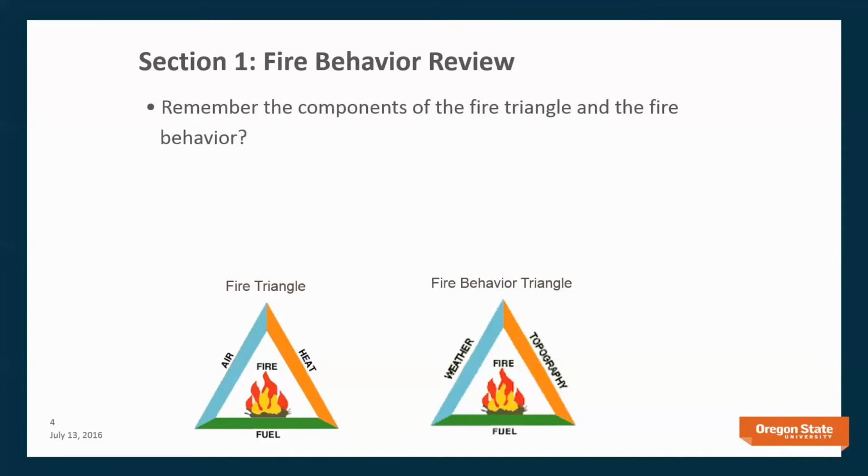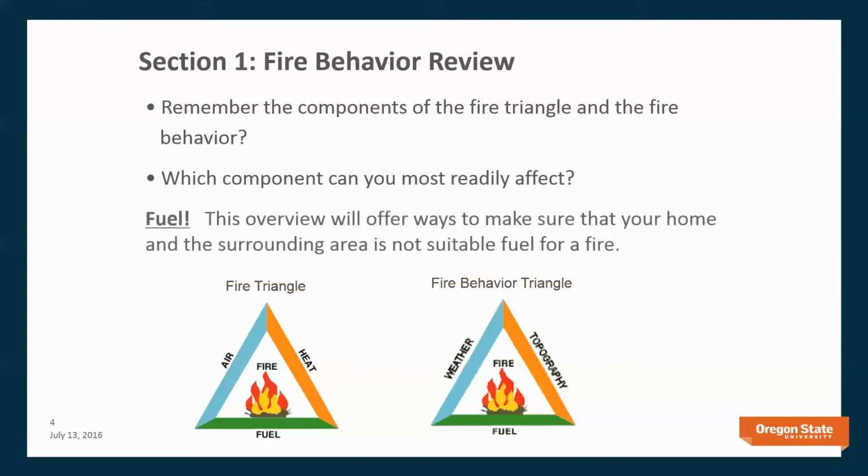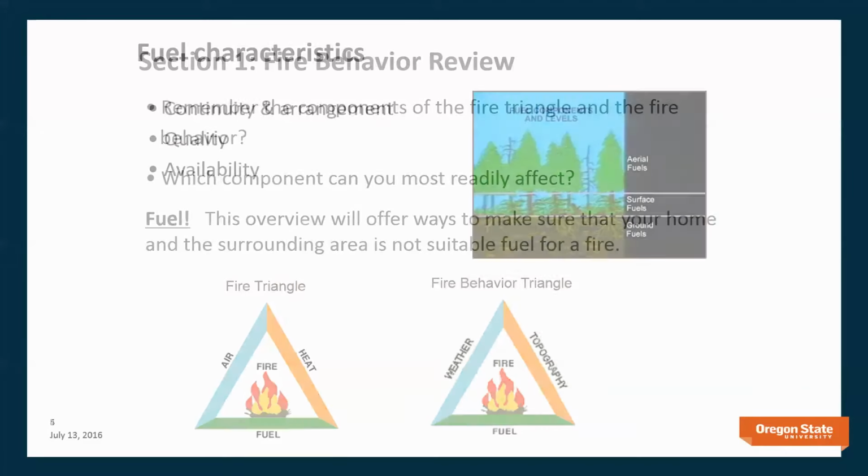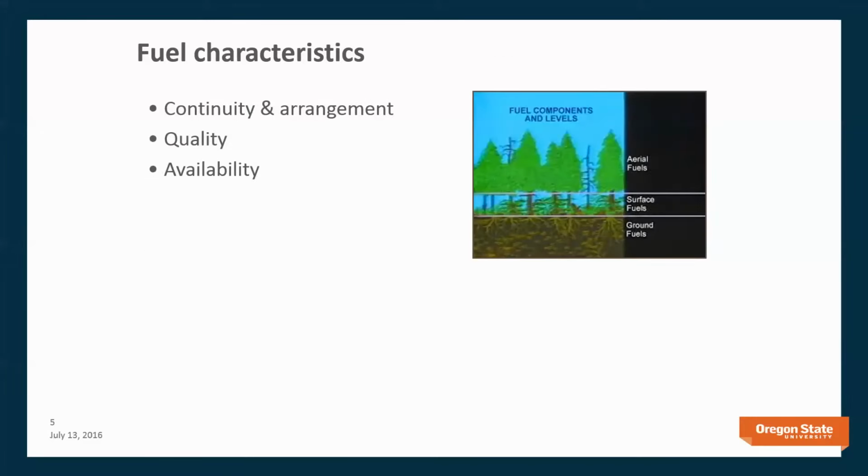In looking back at the fire science module, you learned the components of the fire triangle and the fire behavior triangle. And the only component you can really modify is the amount and arrangement of fuel. So let's learn a little bit more about the various fuel characteristics. These include the continuity and arrangement of fuel, fuel quality, and fuel availability.